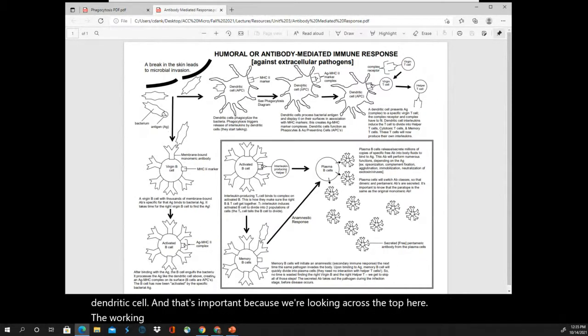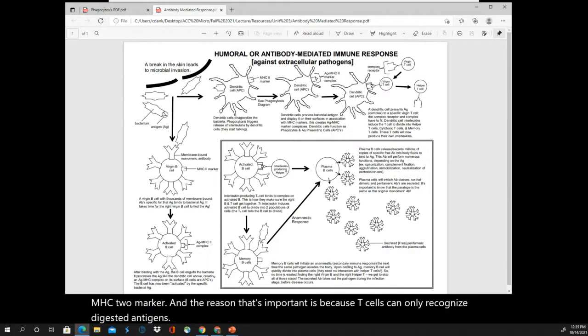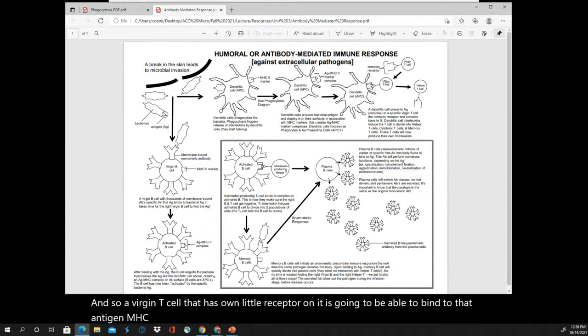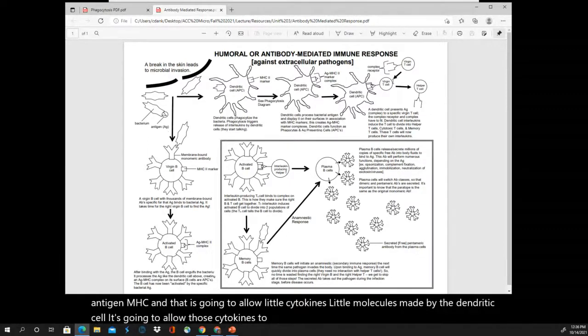We're looking in the middle specifically at the top. So that dendritic cell now has the antigen MHC2 marker. And the reason that's important is because T cells can only recognize digested antigens. And so a virgin T cell that has its own little receptor on it is going to be able to bind to that antigen MHC complex, and that is going to allow little cytokines, little molecules made by the dendritic cell, to activate the T cell.